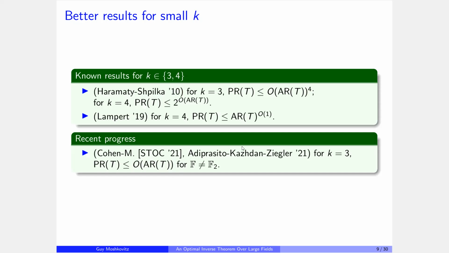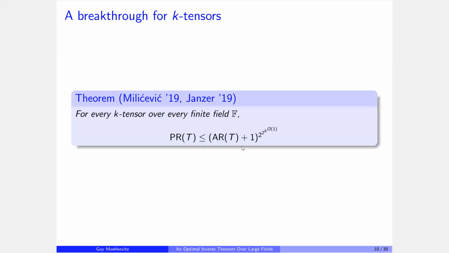But the more interesting question is what happens for k-tensors. There was this big breakthrough by Milicevic and Janzer, who proved a polynomial upper bound for any k. And again, it's polynomial if you think of 2 to the 2 to the k squared as a constant, because k is a constant. But that was the first time that something like this was shown, so that was a big deal.